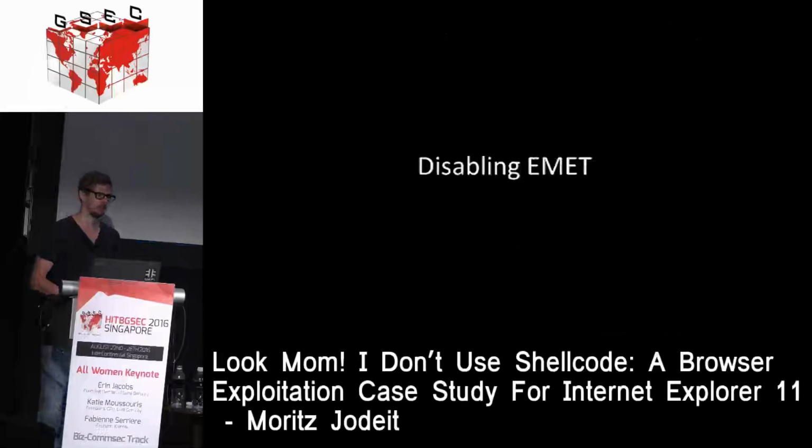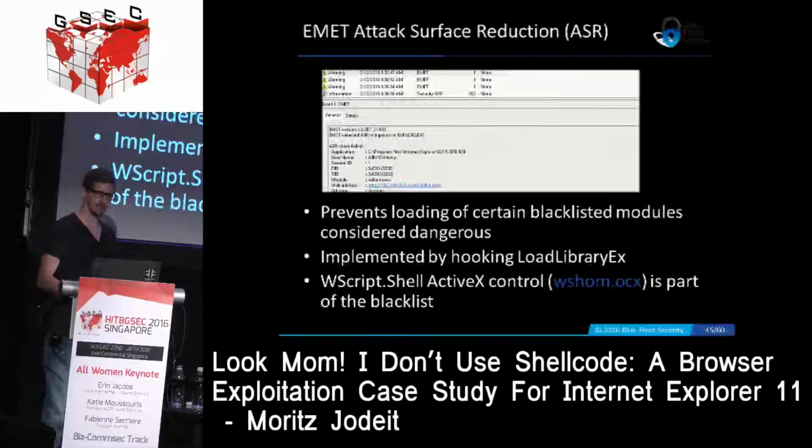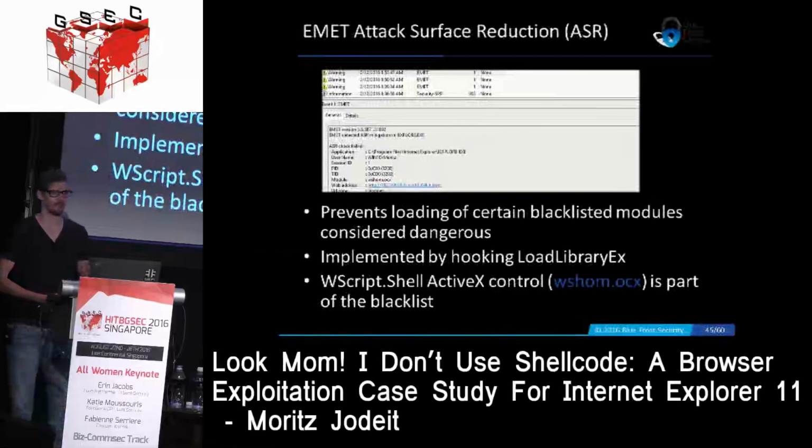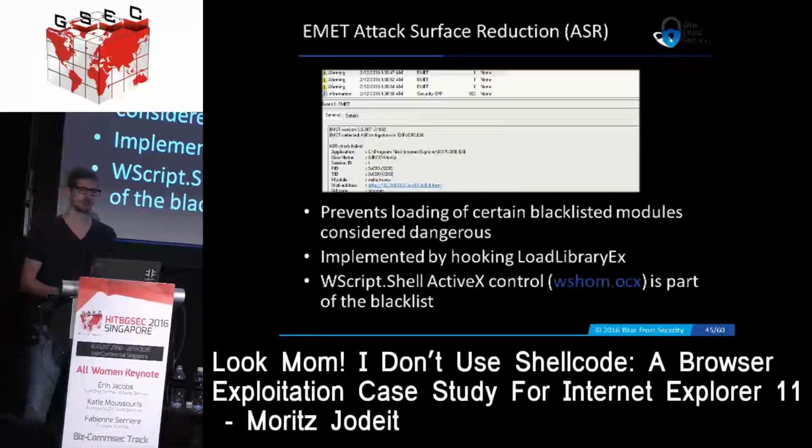So now, basically, we are already done, but we still had this requirement of bypassing EMET. So let's see if we are actually affected by EMET at all. It turns out we are. If you run the exploit under EMET, you will see in the logs that the feature called attack surface reduction, or ASR, is actually preventing our exploit from running.